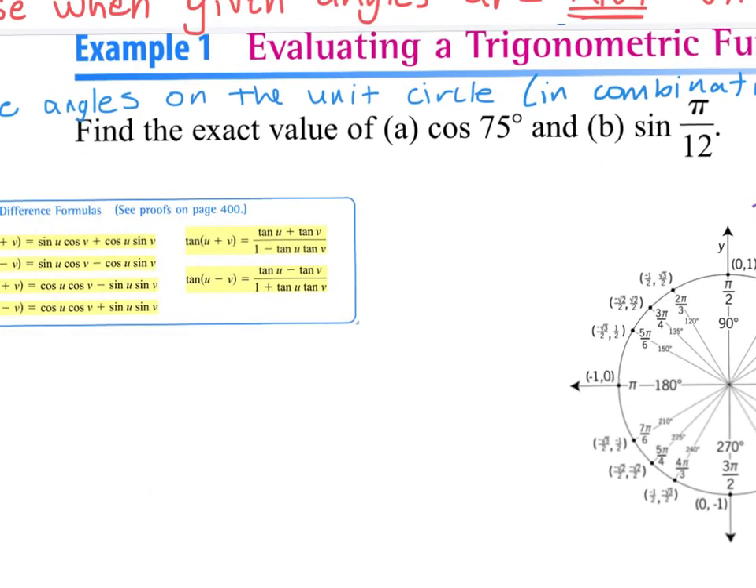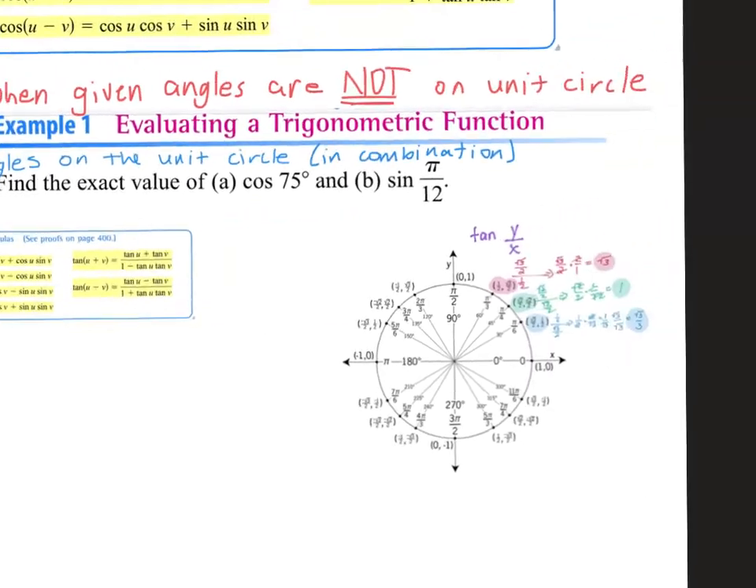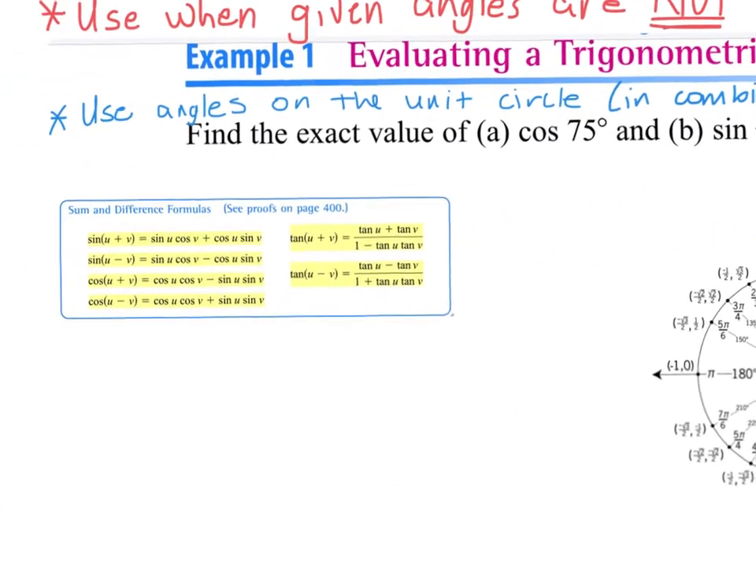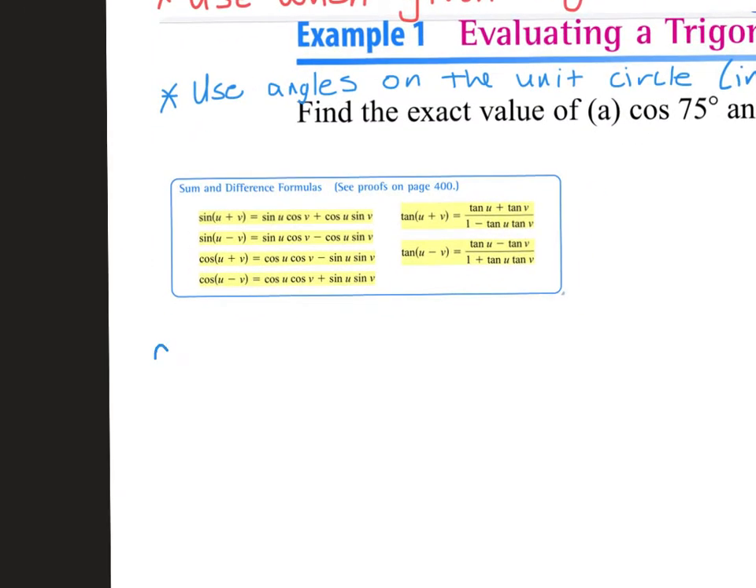So I go over here, and it says find the exact value of cosine of 75. So if I go to my unit circle, ladies and gents, is 75 on the unit circle? No. So what we're going to do here is they're telling me to find cosine. So they're telling me what trig function to use. So I'm going to write down, letter A, and they want me to find the cosine of 75 degrees.